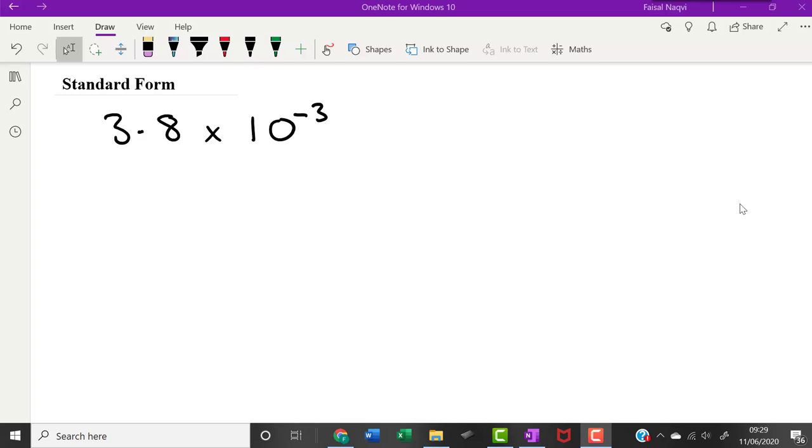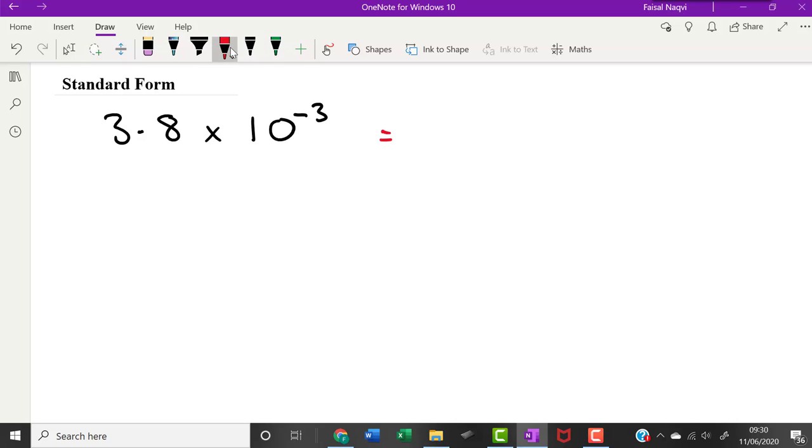This question here is slightly different. We have 3.8 times 10 to the power minus 3. Now the minus tells you it's divide, so we know that the number is going to become smaller. So it's 3.8 divided by 10 to the power 3. So what do we do in this case?